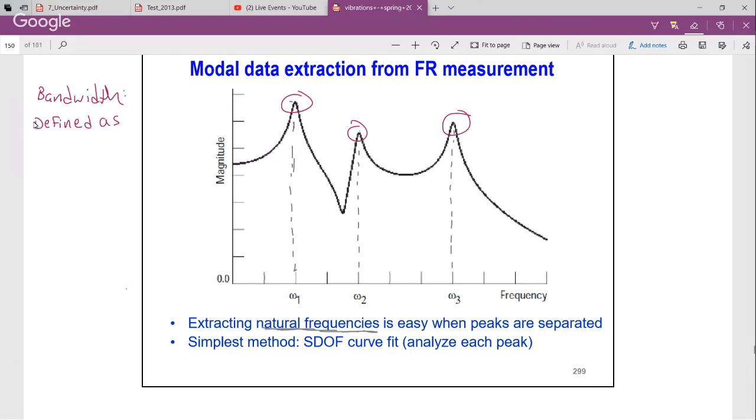In simple terms, if we had a magnitude in decibels, and dB is used for any scale, not just sound, but vibration and resonance as well, you come down 3 dB. So if the magnitude of this peak is 10 dB, the bandwidth would be defined where the magnitude is 7 dB. Take 10, subtract 3, and that defines the bandwidth.